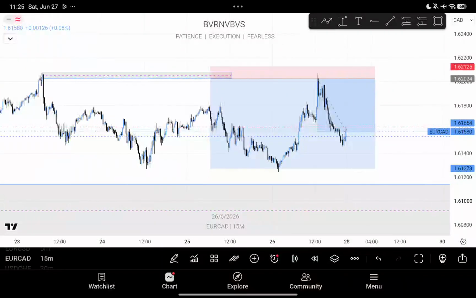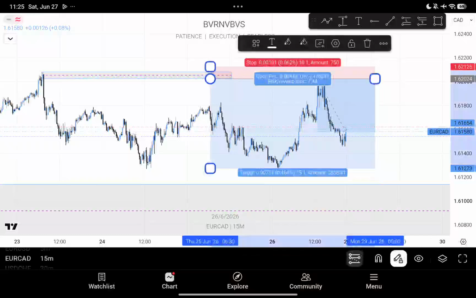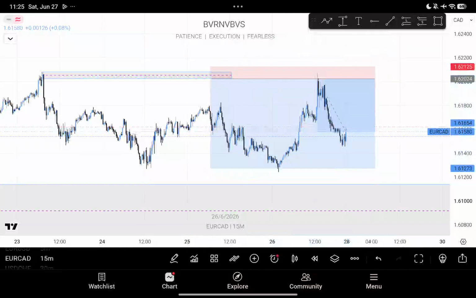Then I had to go off. This is 1:7. When the trade was here around this zone, I had to go off because it was already the weekend and it's Friday. So that was how I got my entry on that particular zone.